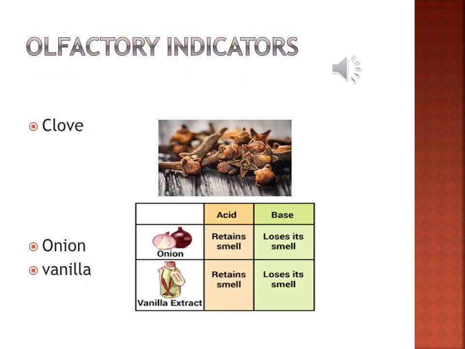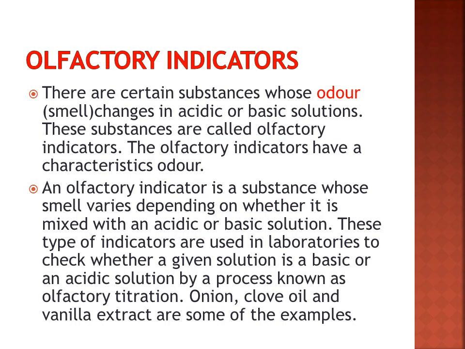Olfactory indicators include the clove, the onion, the vanilla. They are basically related with the smell. So smell changes when the medium is acidic or basic. Smell means odor. In science we call it odor.